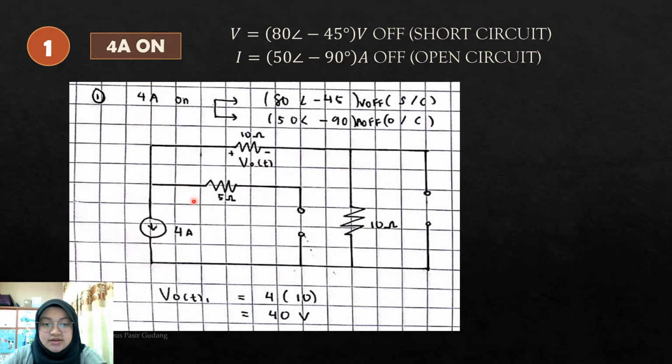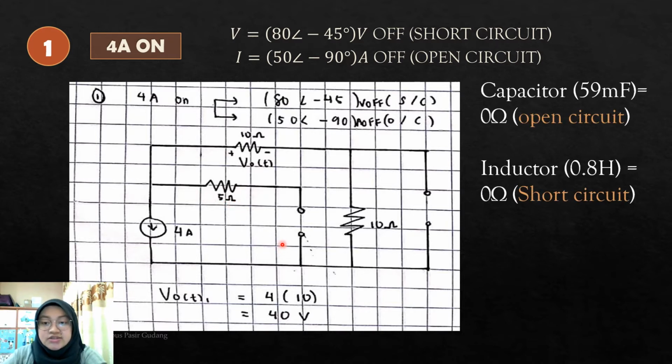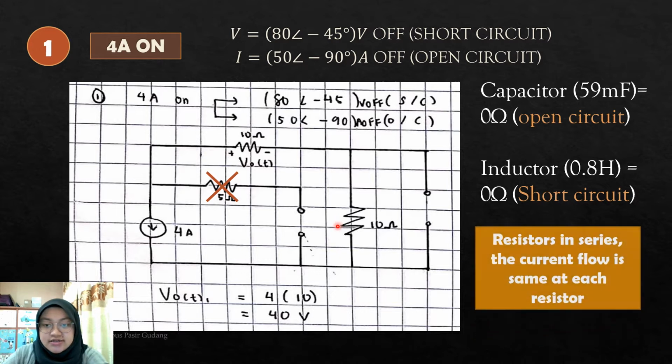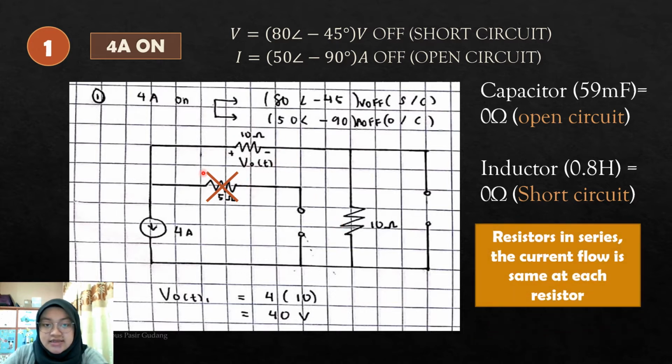In this case, I consider the current source to have no frequency. So the capacitor will be open circuited and the inductor will be short circuited. We can see this is an open circuit, so this resistor will be ignored because there is no current flowing here. Then we can see the resistors are in series, so the current flow is the same for each resistor.